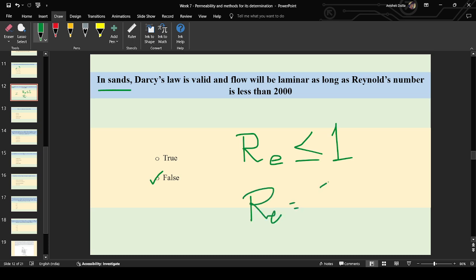So in which case is it 2000? In which scenario of flow? Flow through pipes. In fluid mechanics, when any fluid is flowing through a pipe or channel, if the Reynolds number is less than 2000, the flow will be laminar. If it goes beyond 2000, the flow will be turbulent. Okay.